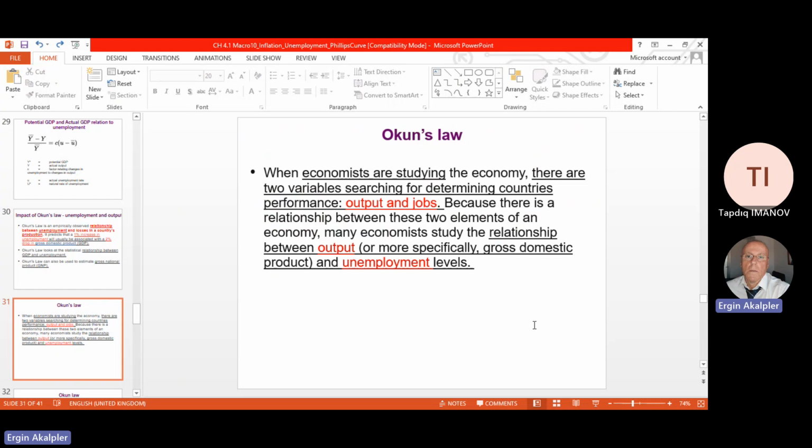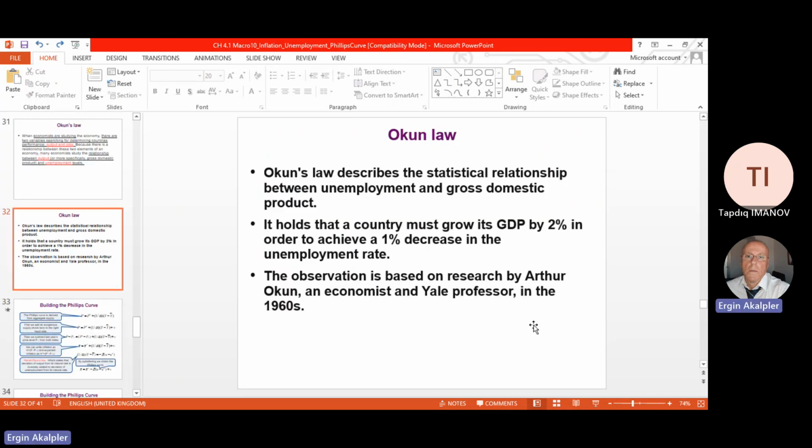Therefore, economists studying the economy search for two variables for determining countries' performance, as I mentioned to you: output and jobs, or output and unemployment, or output and employment. Because there is a relationship between these two elements of an economy, many economists study the relationship between output, more specifically gross domestic product, and unemployment levels. Okun's law describes the statistical relationship between unemployment and gross domestic product, and it holds that countries must grow their GDP by 2% in order to achieve a 1% decrease in unemployment. The vice versa is also true.